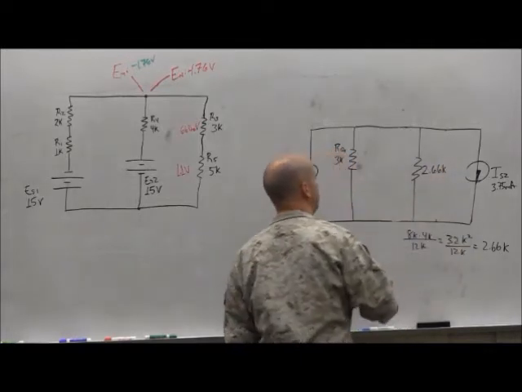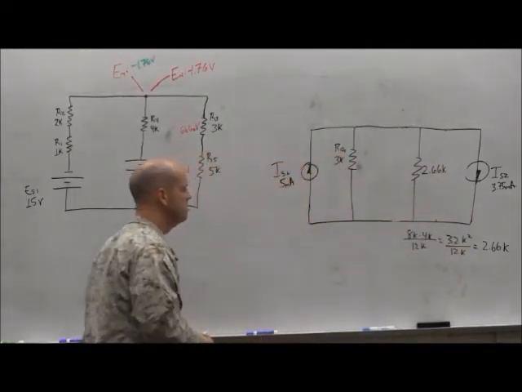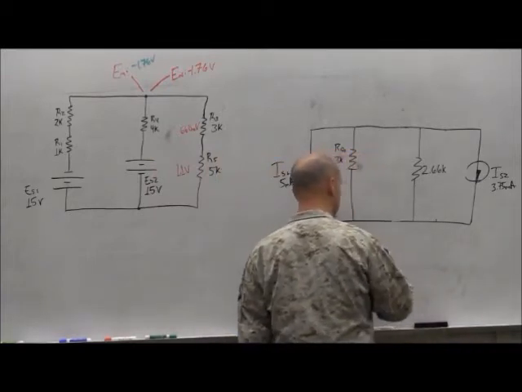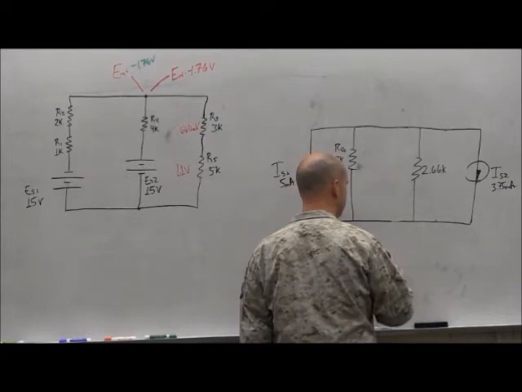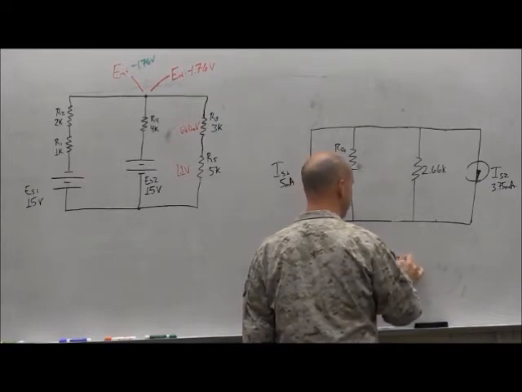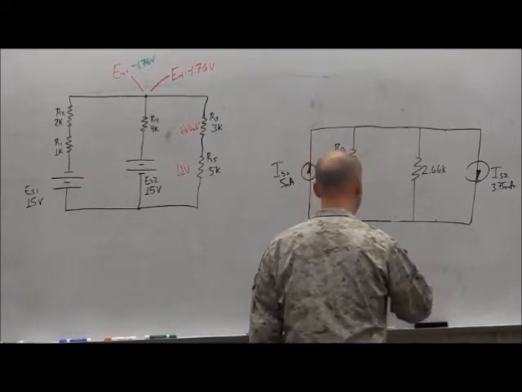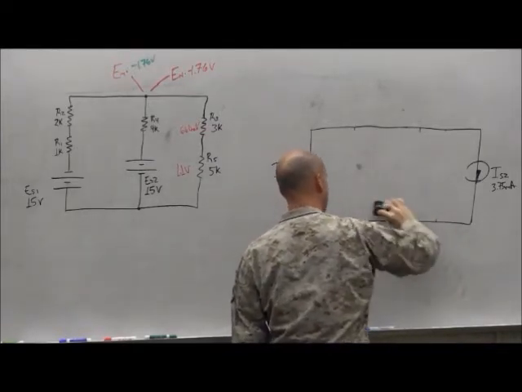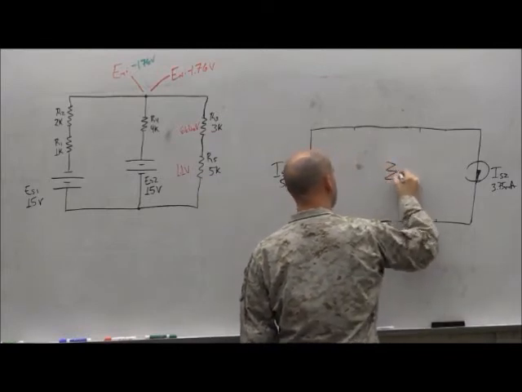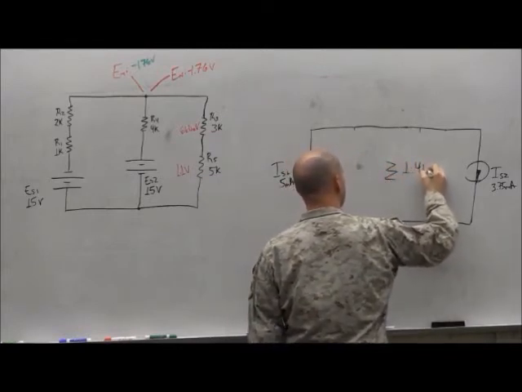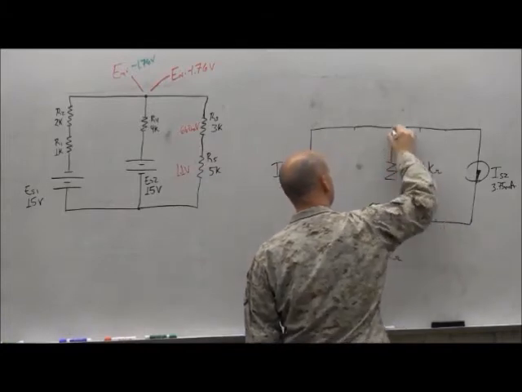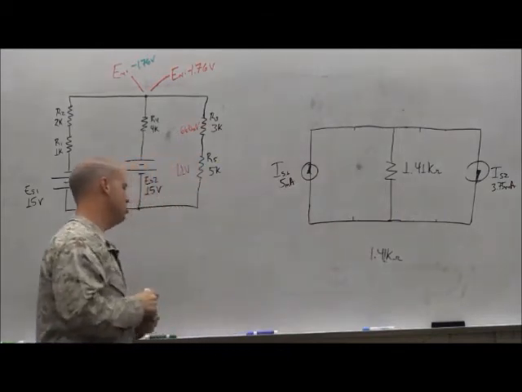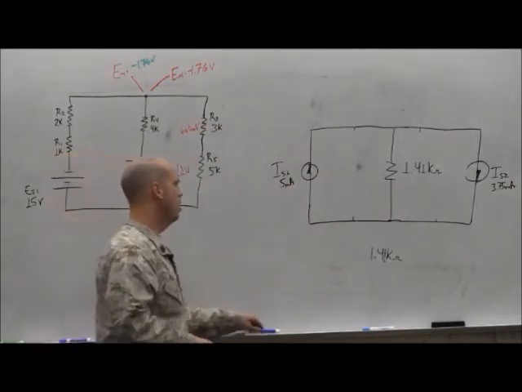2.66K. Now I can do product over sum again, yes? What do we get for that product over sum? 1.4K ohms. Just 1.4, that's it? 1.41. 1.4176476. Okay, what do I do now? Draw my currents? All right.